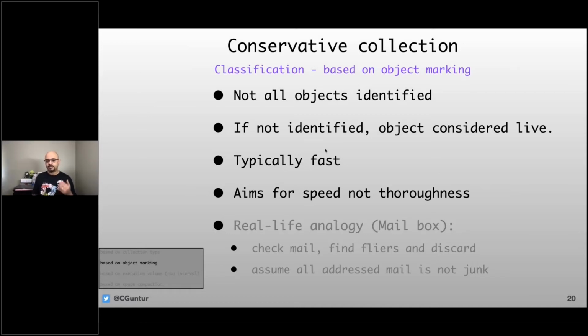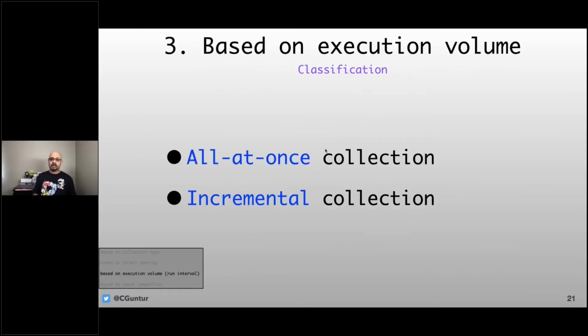And these are based on object marking. The third type of classification is basically based on execution volume or run interval, as it is known. So there are two kinds. There's an all at once collection and an incremental collection. Let's take a look at both.